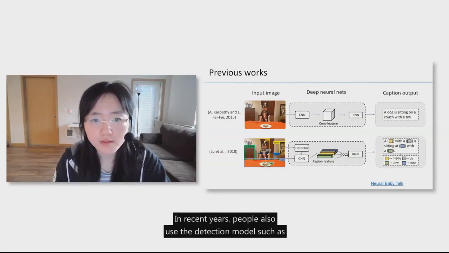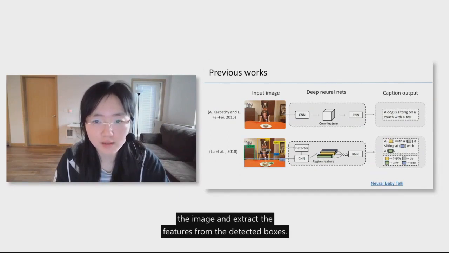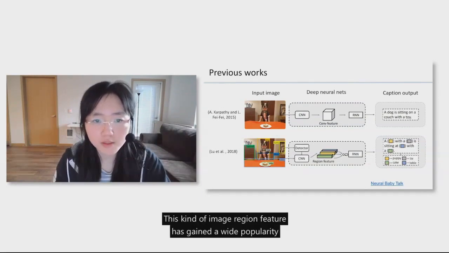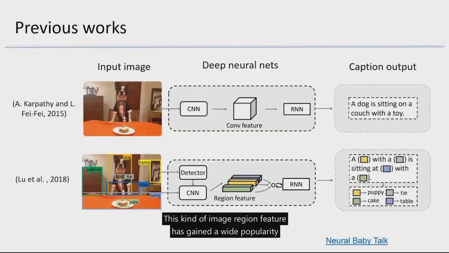And in recent years, people also use the detection model, such as the Faster R-CNN model, to detect bounding boxes in the image and extract features from the detected boxes. This is called image region feature. This kind of image region feature has gained a wide popularity after it showed a superior performance on several public benchmarks.